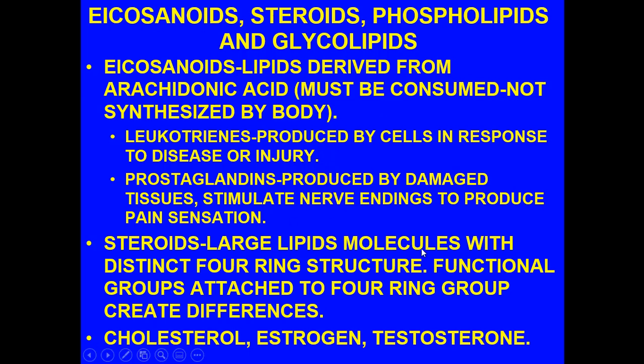Steroids are large lipid molecules with distinct four-ring structure. Functional groups, like we've talked about before, are attached to the four-ring group to create differences in properties. That's why you're going to have a difference, even though they look somewhat the same. You're going to have differences between testosterone, estrogen, aldosterone, progesterone, cholesterol, etc.